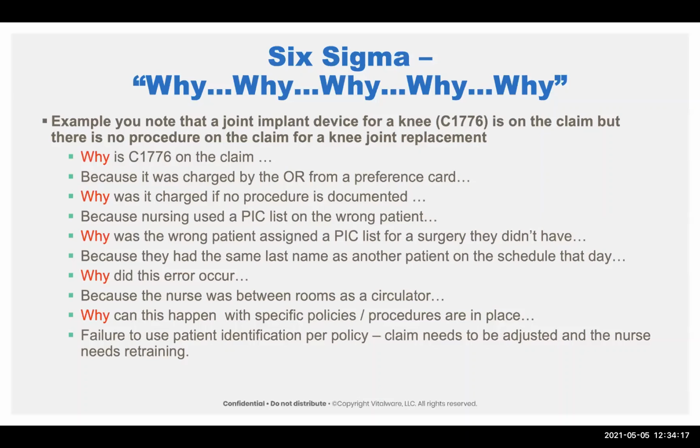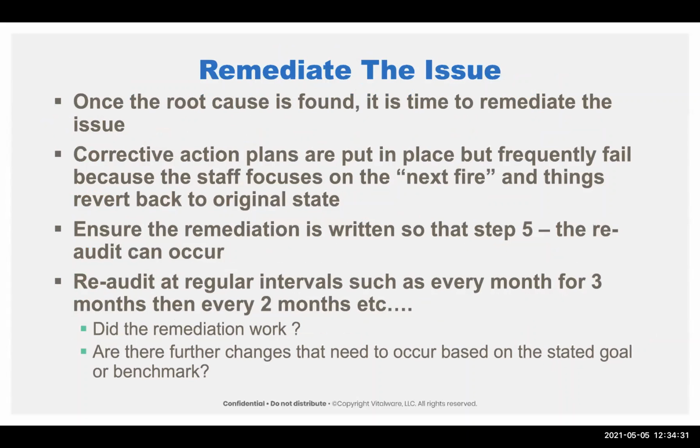But having the 5 whys, you see what really did happen. And this actually was a real case that I came across that I'm using as an example, obviously de-identified and dumbed down, but this is an actual thing that happened. Remediate the issue. Once the root cause is found, it's time to fix that.